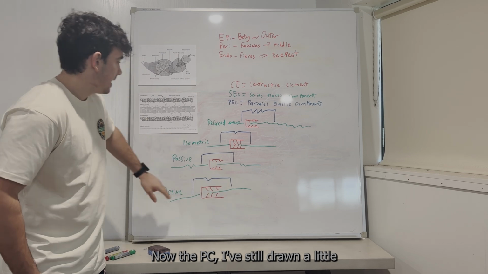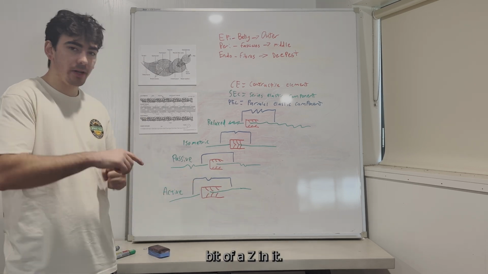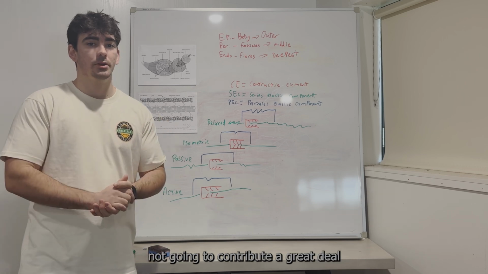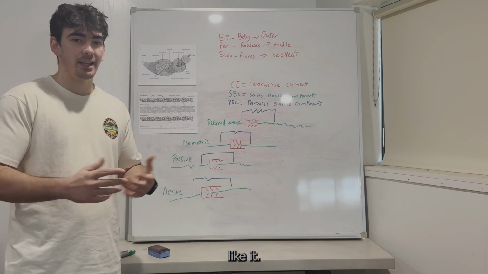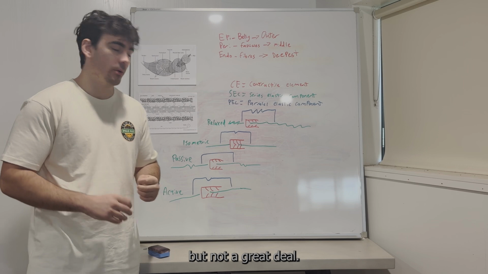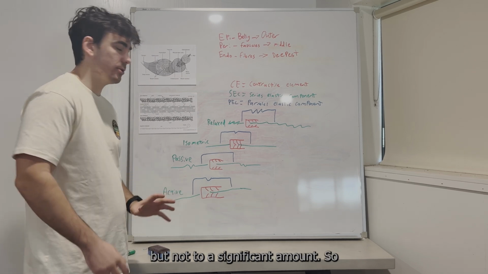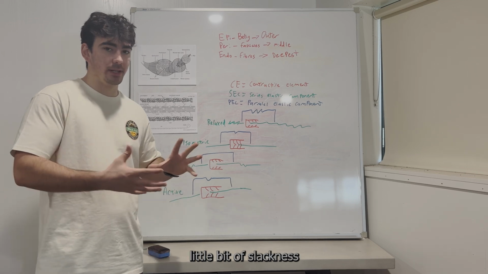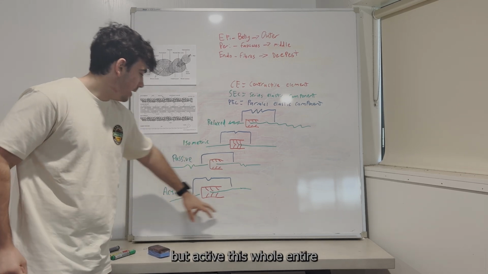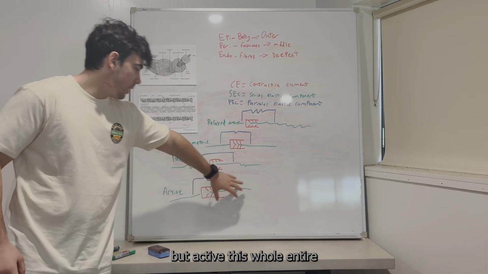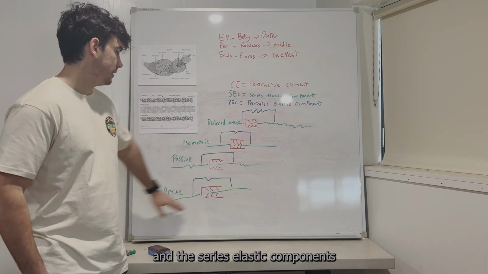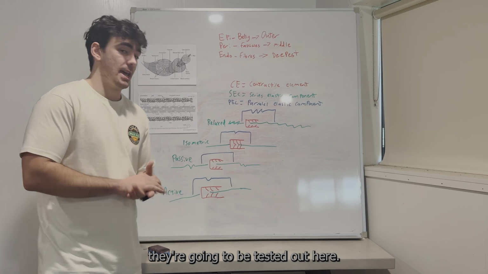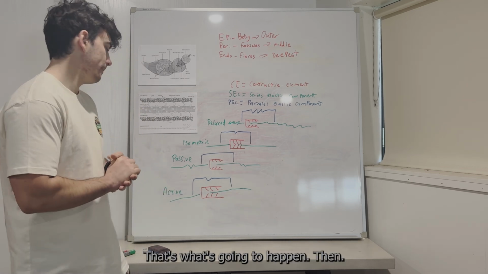Now the PEC, I've still drawn a little bit of a Z in it, and that's because when there's active lowering, it's not going to contribute a great deal. It is going to contribute a little bit, but not a great deal. So it is still going to lengthen, but not to a significant amount. So that's where that little bit of slackness is still there. But active, this whole entire contractile element and the series elastic components, they're going to get their work done out for. They're going to be tested out here, okay? That's what's going to happen there.